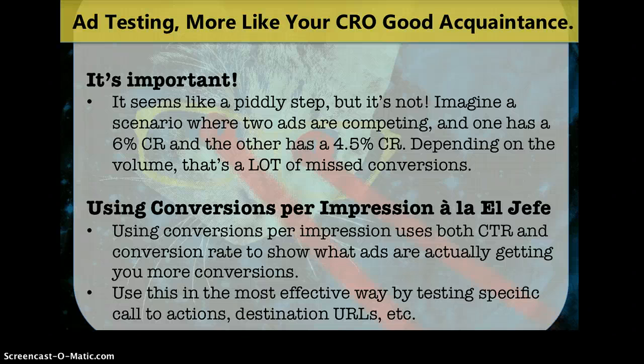Because just because something has a really high conversion rate, if it has a really low click-through rate and another ad has a really high click-through rate but a low conversion rate, that one could actually be getting more conversions. So you need to actually do the analysis by using conversions per impression. It's the most effective way to test specific calls to action, destination URLs, etc.